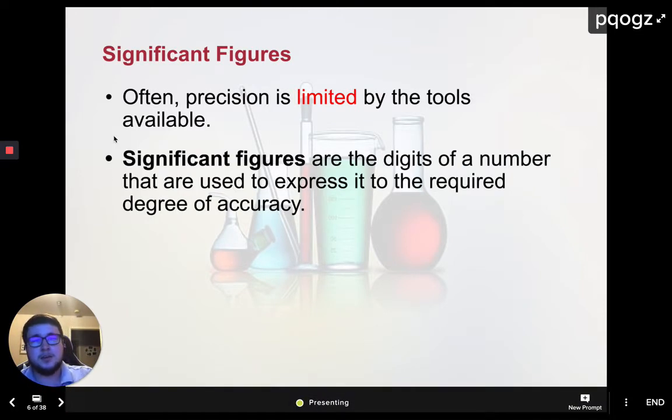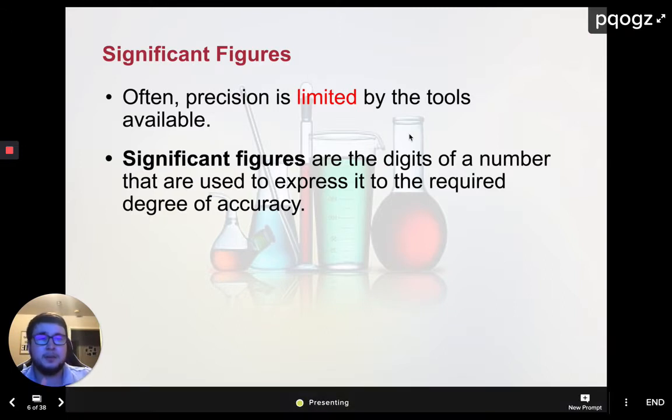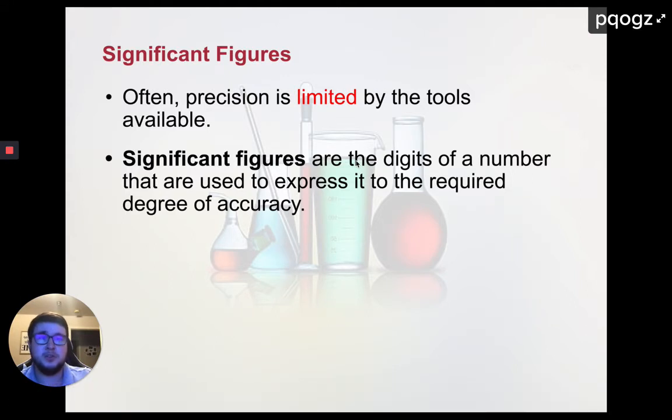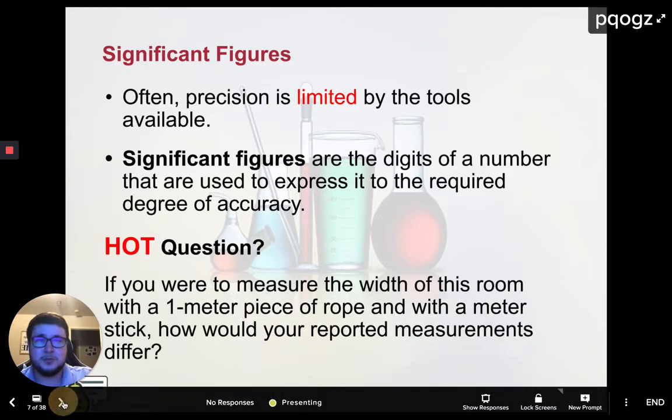Okay? So significant figures are the digits of a number that are used to express it to the required degree of accuracy. So in my kitchen example, if I have a scale that will give me measurements to the 1/100th of a gram, then I need at least 2 decimal places, or 2 digits after my decimal place, in order to express that measurement to the required degree of accuracy that my instrument is capable of obtaining. Okay, so that's what significant figures measure.